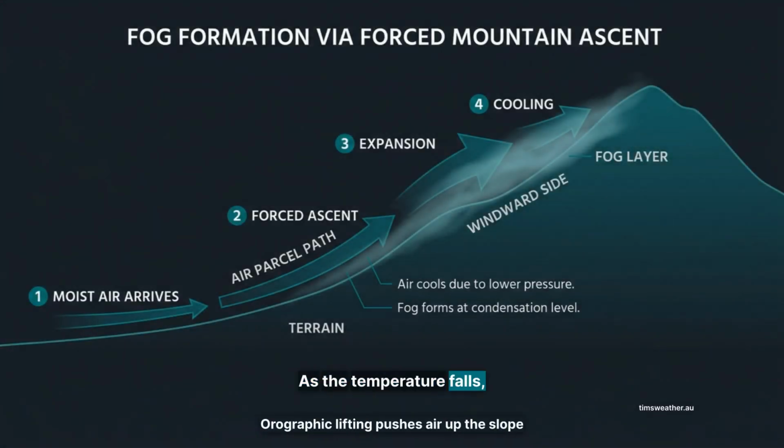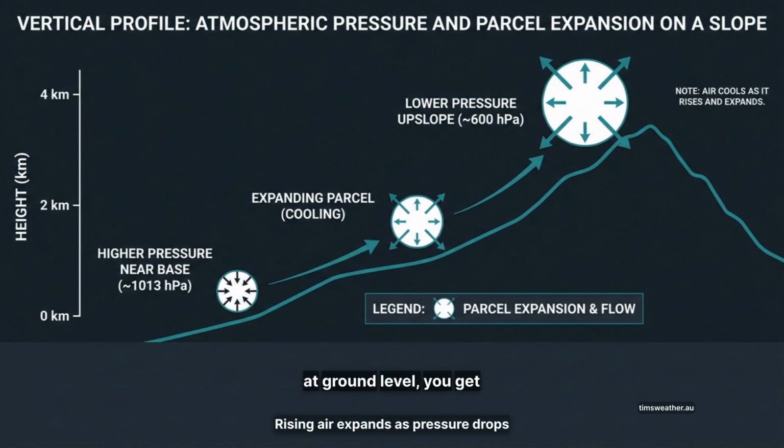As the temperature falls, the air can hold less water vapour. Its relative humidity rises even if no extra moisture is added. When the air cools to its dew point, it reaches saturation. At that point, water vapour condenses into tiny droplets, and if those droplets are at ground level, you get fog.